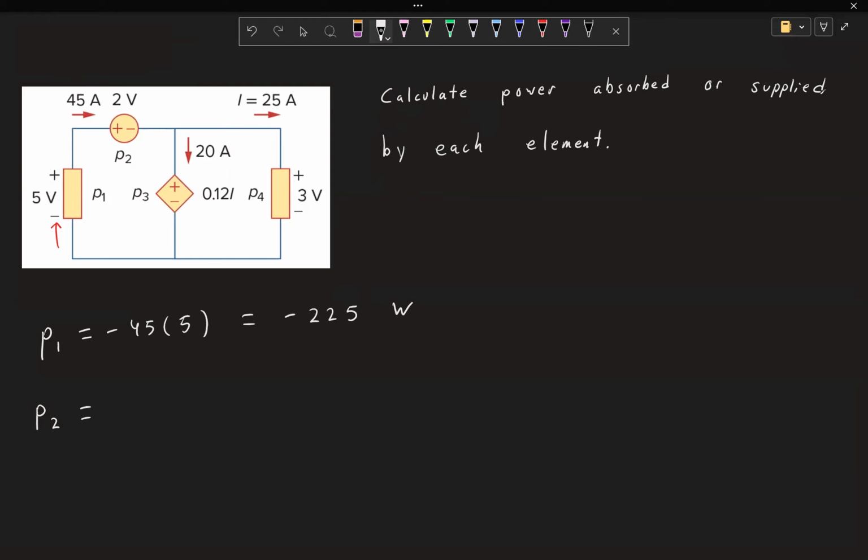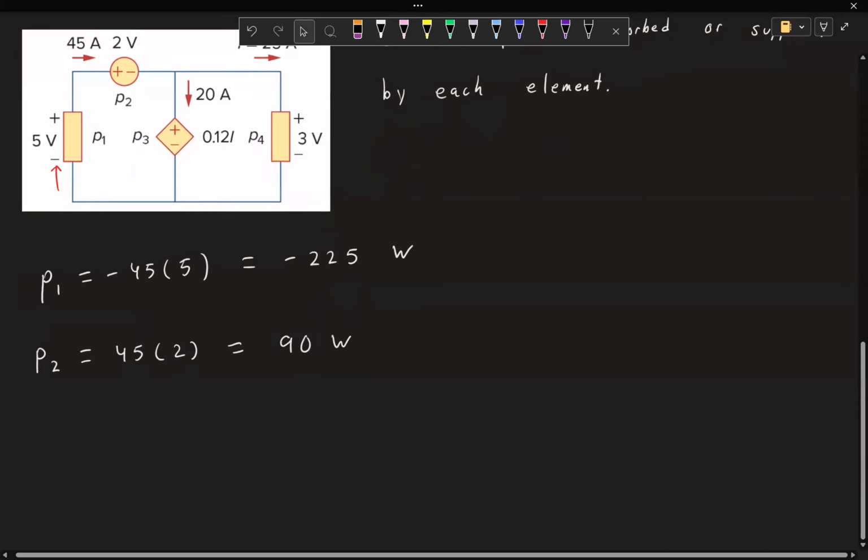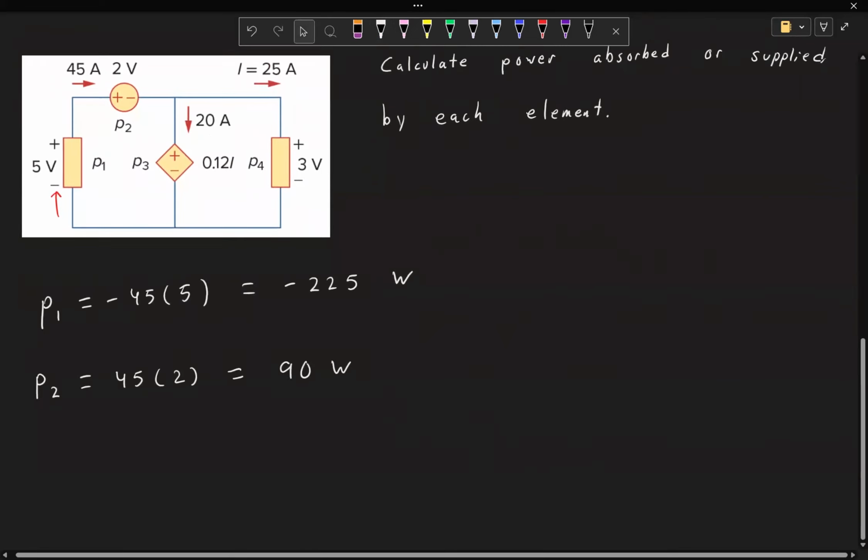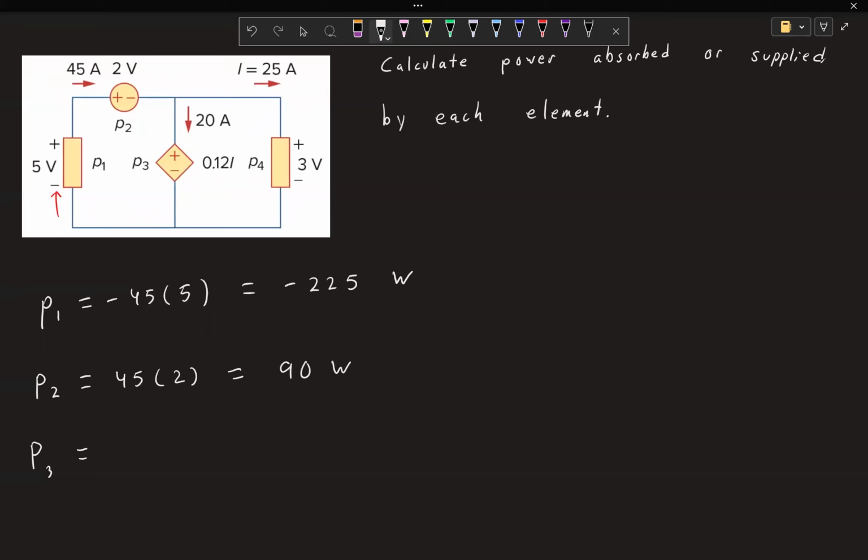P2 equals, let's see, the 45 amps is going through the positive terminal and it's 2 volts. So it's just 45 times 2. So that equals 90 watts. Now, for element 3, 20 amps is going through the positive terminal. So we say P equals IV, 20 times the voltage here.